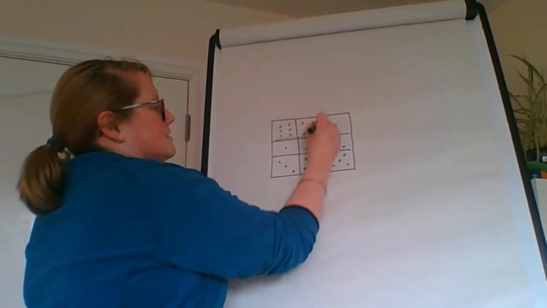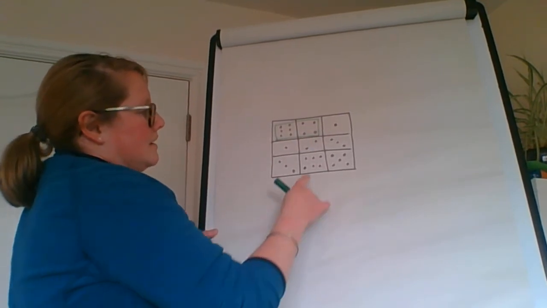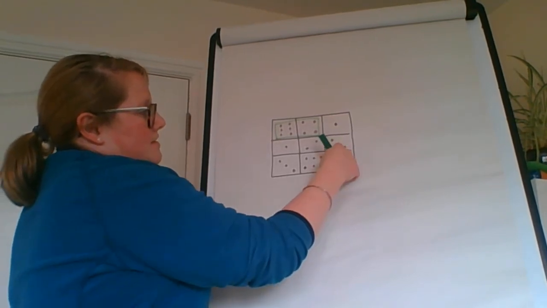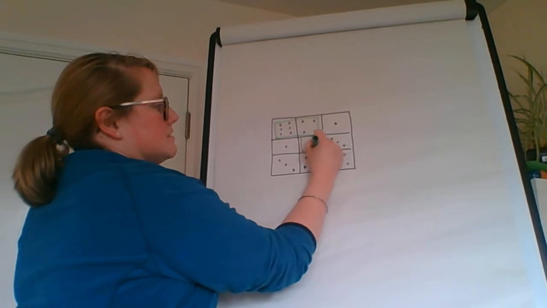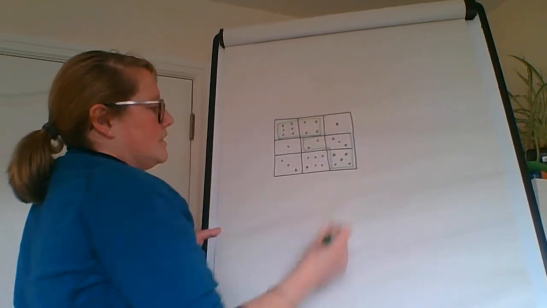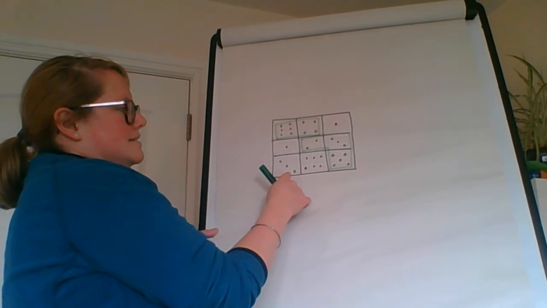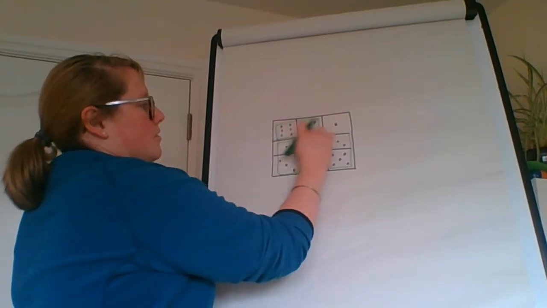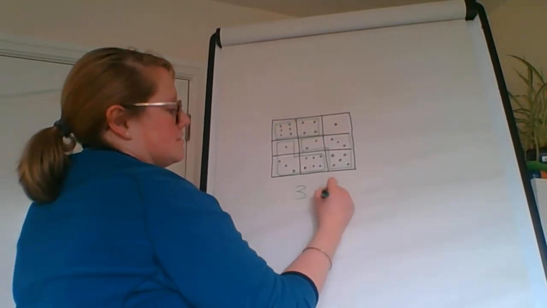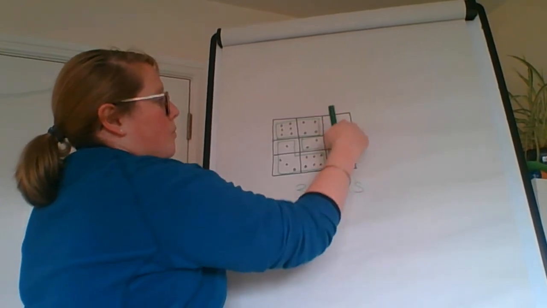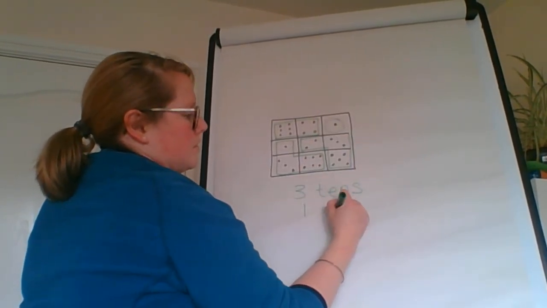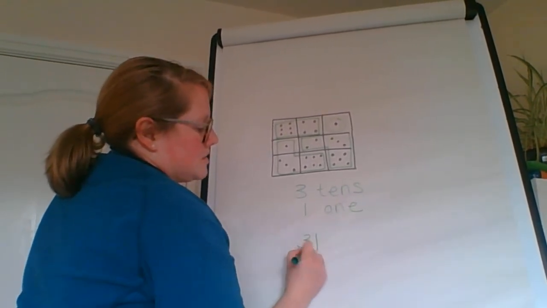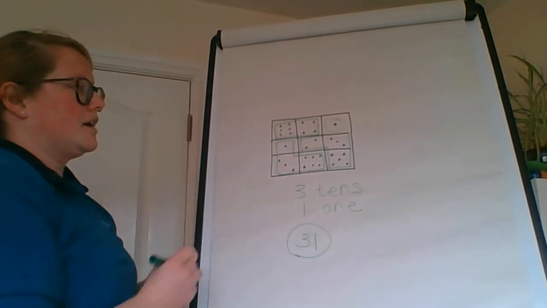6 and 4 makes 10. So that's 1. 5 add 3 is 8. Add 2 is 10. There's another one. 6 add 3 is 9, add 1 more is 10. And I've got 1 left over, so I've got 1, 2, 3 tens, and I've got 1, which means I've got 3 tens and 1 one, so I have 31 in total in my grid.